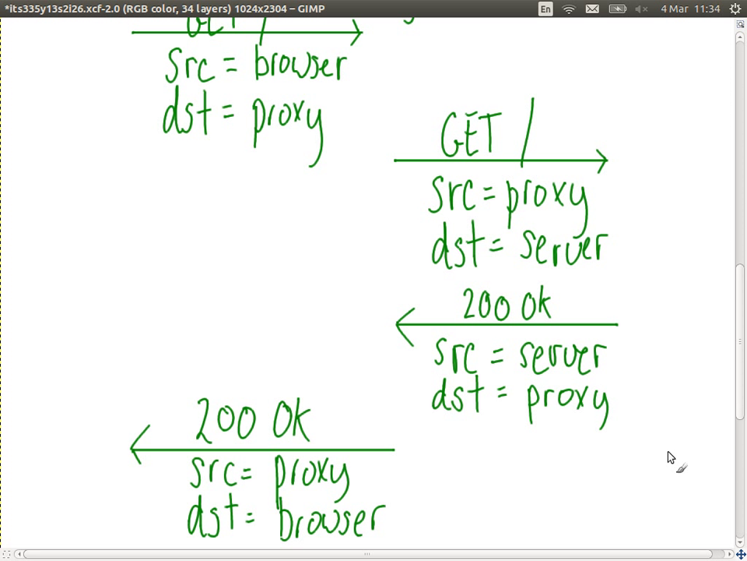So that's very suboptimal in terms of performance. What's another problem?